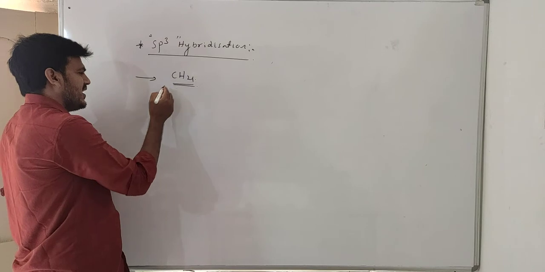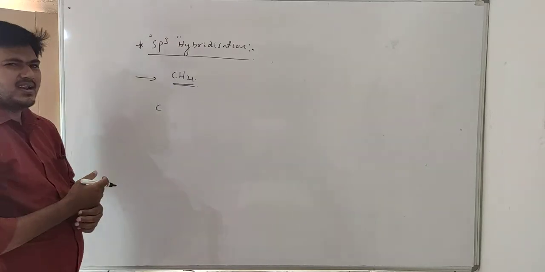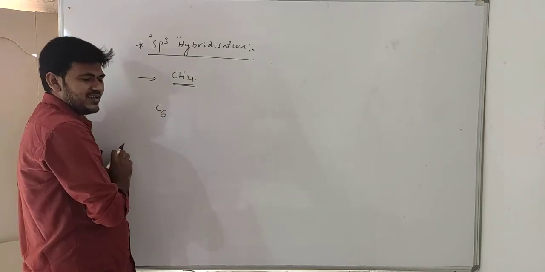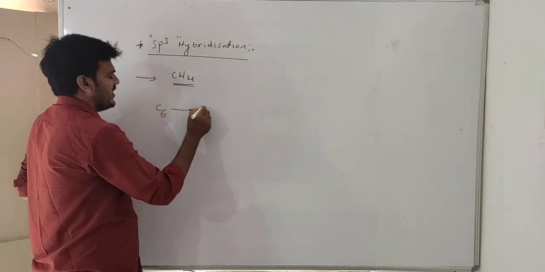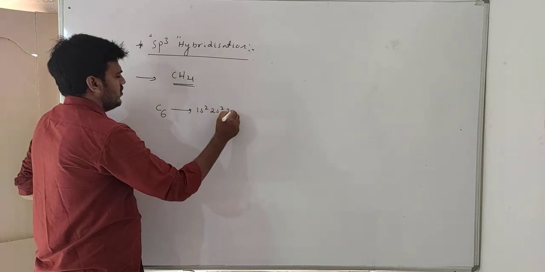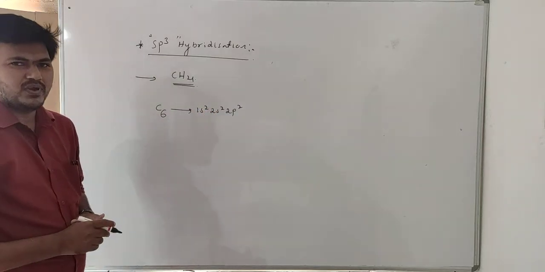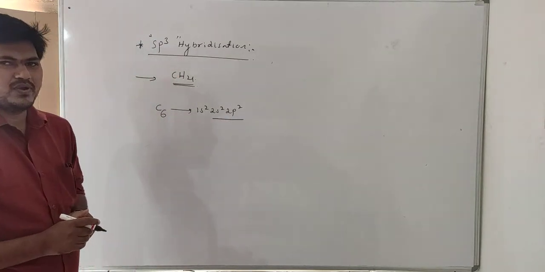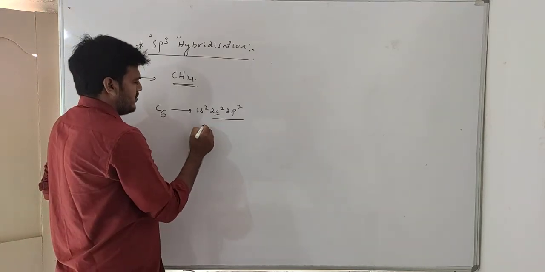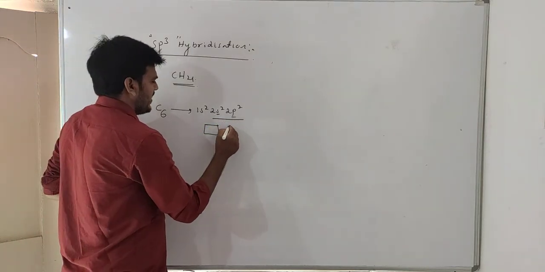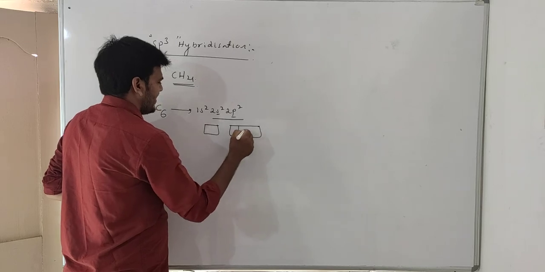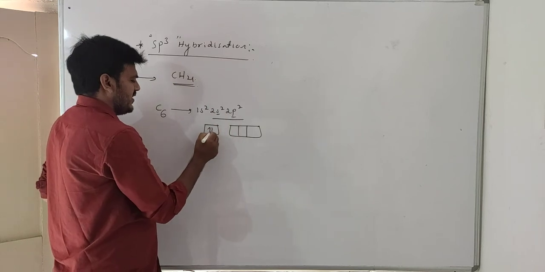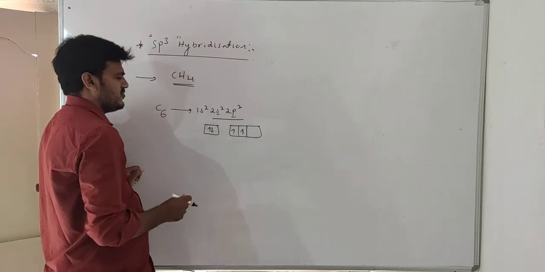So in methane, the central atom is carbon. Carbon atomic number 6, and electron configuration is 1s2, 2s2, 2p2. The outermost electron configuration is 2s2, 2p2. First, one s orbital. Next, p orbitals. There are 3 p orbitals: px, py, pz. The 2s2 has 2 electrons, and the 2p2 has 1 and 2 electrons.